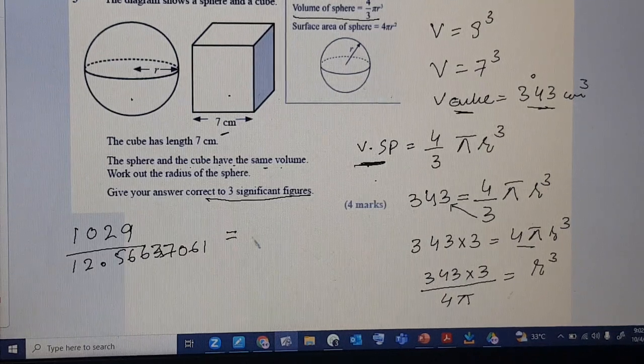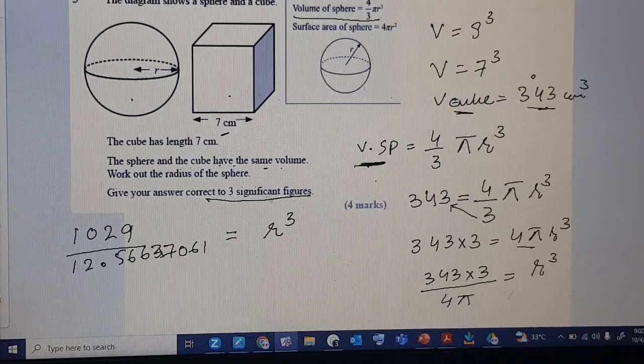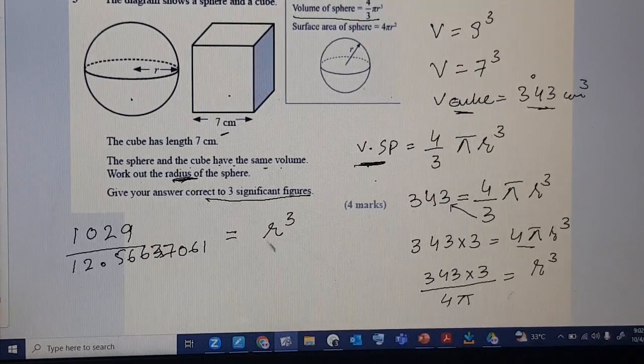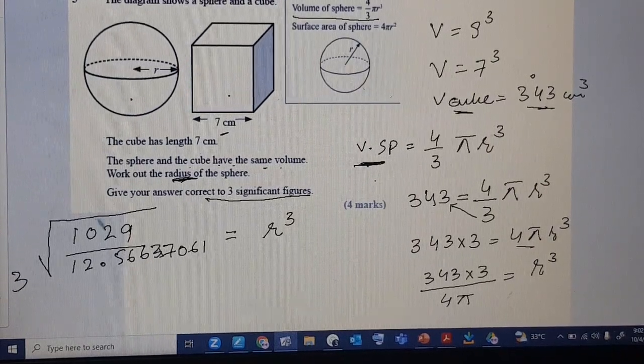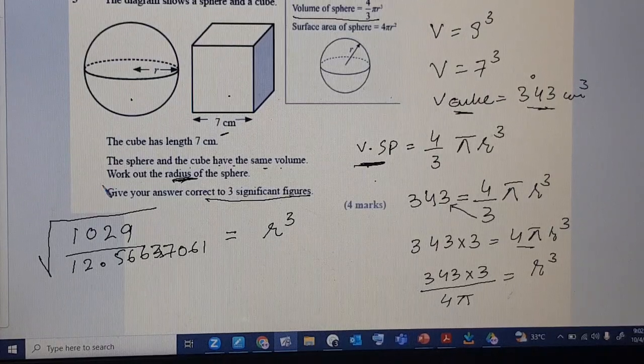Now remember, I have r cubed on the other side and they want me to find out the radius, so r cubed is the cube of the radius. So I'm going to take the cube root of this. Now a common error: students usually put 3 and then press the root sign, which is wrong. You have to press shift and root. You will get a small cube as the power on the root. Shift root, you will get this thing, and then you will divide it.